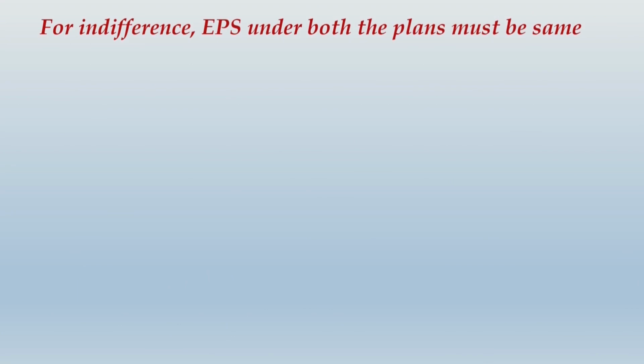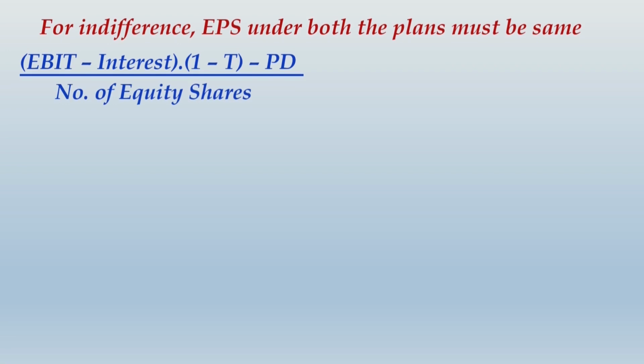So please take the matter ahead. For indifference, EPS under both the plans must be the same. So how do we find EPS? We have learnt it by formula, that is EBIT minus interest within a bracket. That will give you EBT. When that EBT is multiplied by 1 minus tax rate, it will result in profit after tax. You know the logic behind this already. From profit after tax, when you subtract preference dividend, you will get earnings available to equity shareholders in the numerator. When divided by the number of equity shares, what you will get is EPS for option 1.